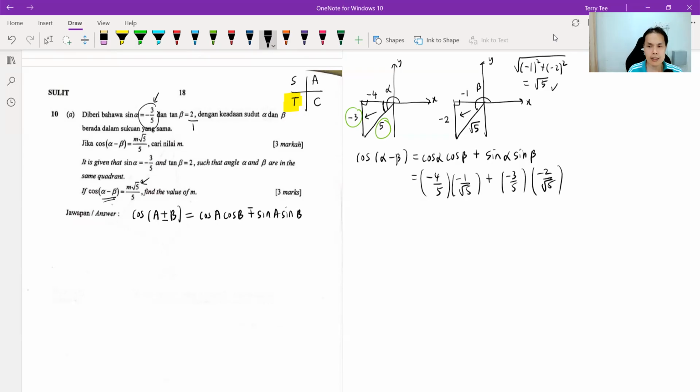Okay, we can put this together. This is actually 4 plus 6. You can see minus 4 times minus 1 is 4. This is 6. 4 plus 6 is 10 over 5 root 5. We can simplify this to 2 over root 5. Now, however, the answer is written in this form. That means the question wants you to rationalize the denominator. So we multiply top and bottom by root 5. So this is 2 root 5 over 5. And we can tell the value of m is just 2.